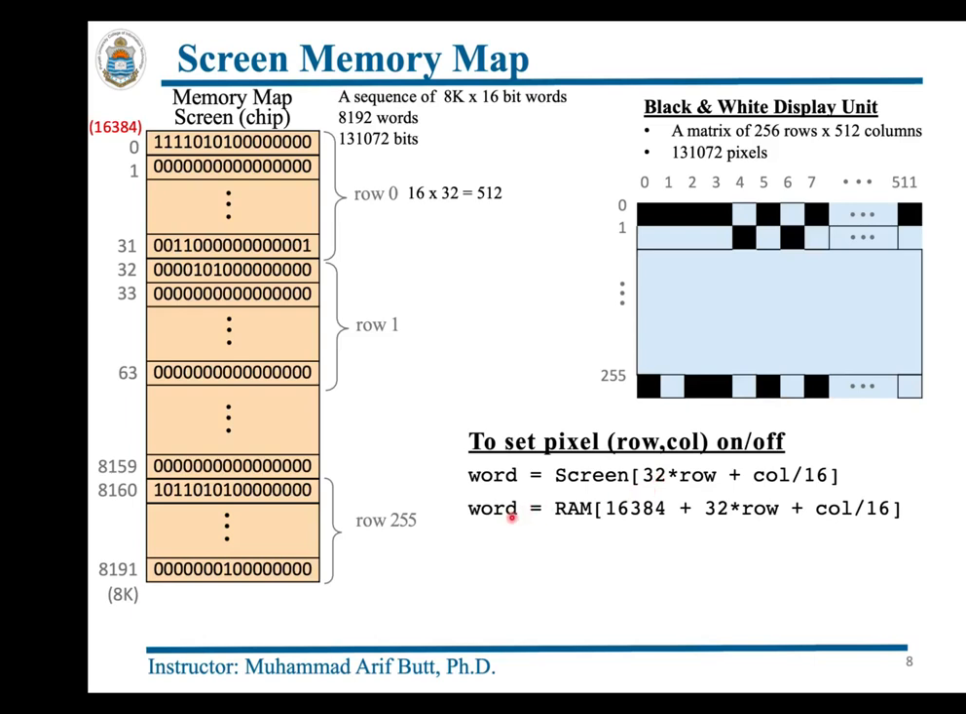Now we have the word, and now we need to arrive at the specific bit within the word, and for that we take the remainder of the division of column by 16, and then we set or reset that particular bit, and that particular pixel on the screen will be on or off accordingly. So what we do is, we take this row and column, we get the word, we set that word, and we write that word in the memory again, and we refresh it.